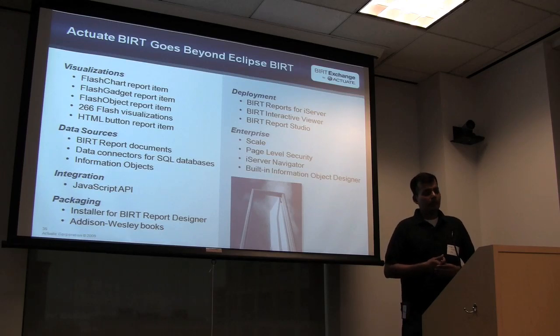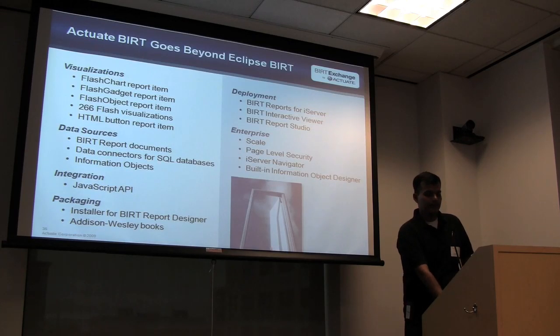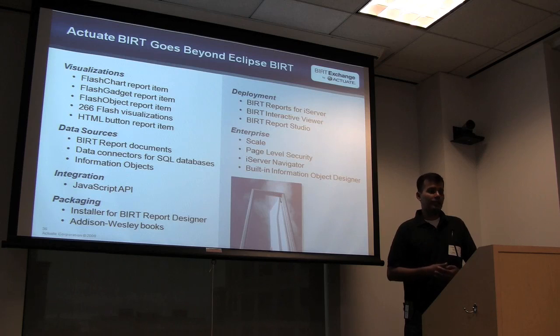Now, Actuate BIRT goes beyond Eclipse BIRT. These are different features that are provided additionally by Actuate BIRT, on top of the basic core reporting requirements provided by Eclipse BIRT. So we provide out-of-the-box Flash visualizations. We have around 266 Flash objects available out of the box. These are your typical charts, your Gantt charts, your power charts you can use out of the box. We also provide connectors to various data sources. We have various deployment mechanisms. And this is geared for the enterprise, wherein you can deliver maximum scale and maximum security for your product.